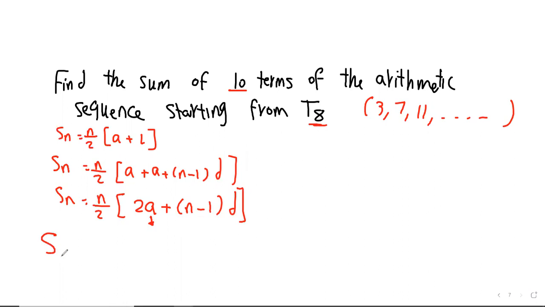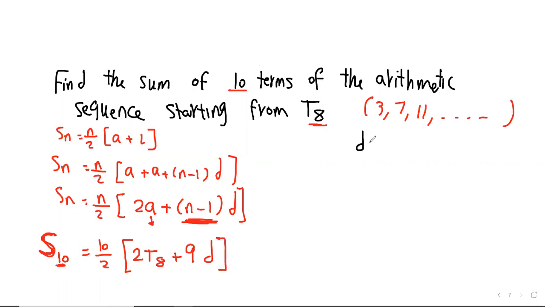So S10, we need to find the sum of the 10 terms. S10 is 10 over 2 multiplied by 2 times T8 plus n minus 1. You know, n is 10, so plus n minus 1, 9, multiplied by d. So let's check the sequence again. d equals 7 minus 3 equals 4.